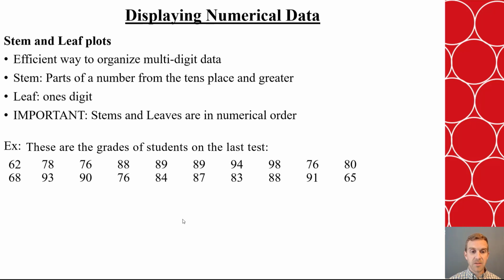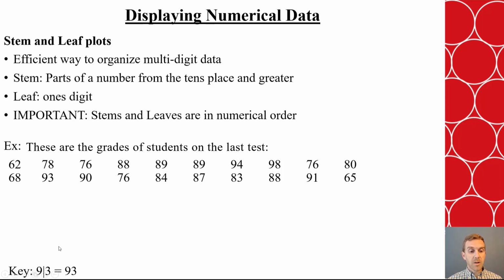So say we have these grades on the last test. We can see that the lowest grade is a 62. So we're going to go from having stems from 6 all the way up into the 9s for the 90s. So we'll go 6, 7, 8, 9. We'll list each of those. And then in each row, we'll go through and numerically order each of those values.